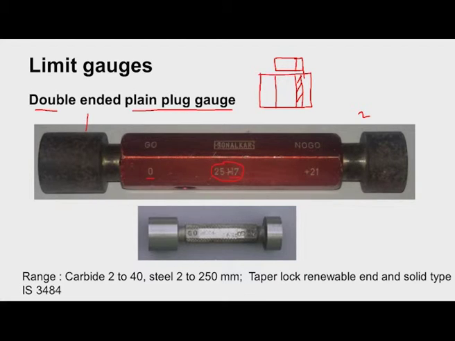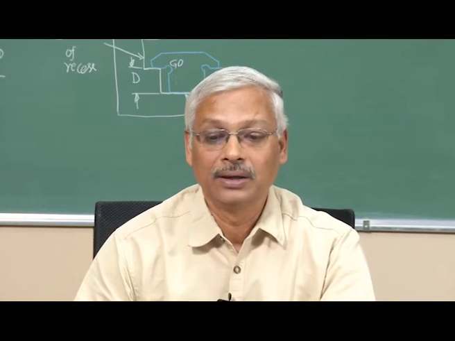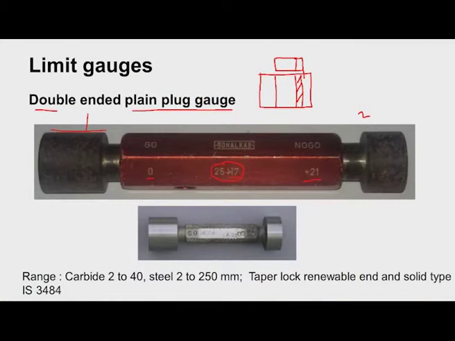So, some tolerance is also provided for manufacture of gauges, they are called gauge tolerance. This we will see after some time. And you can see here this is plus 21, that means the diameter of this is equal to 25.021 millimeter. That means when compared to the basic size, this is greater by 0.021 millimeter. And we can also observe one more thing, the manufacturer name is marked here. So all these things are as per Indian standard IS 3484.